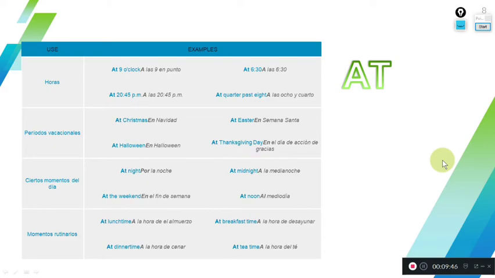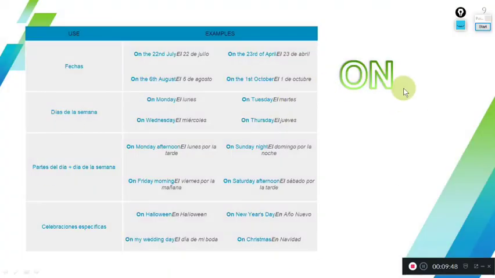Let's continue. We're gonna have on with dates, con fechas. For example, on the 23rd of April, on the 1st of October, days of the week, on Monday, on Wednesday, on Tuesday, parts of the day. For example, in this case, on Sunday night. This is not commonly seen, so we're going to move on in this case to celebrations, celebraciones en este caso.